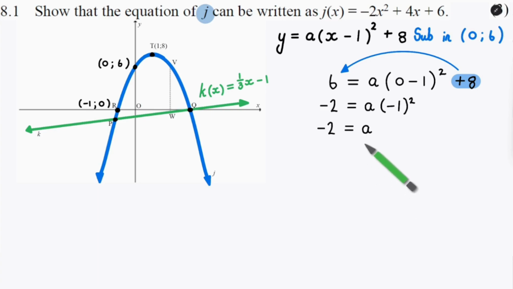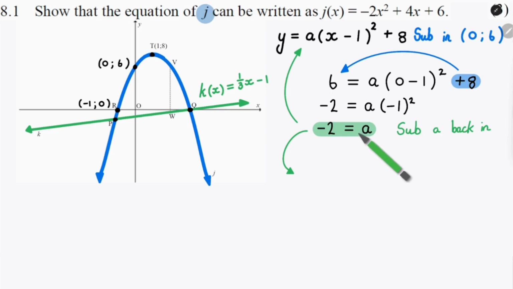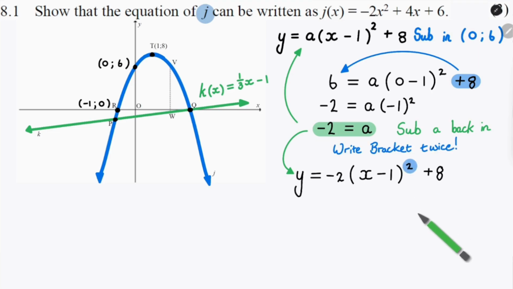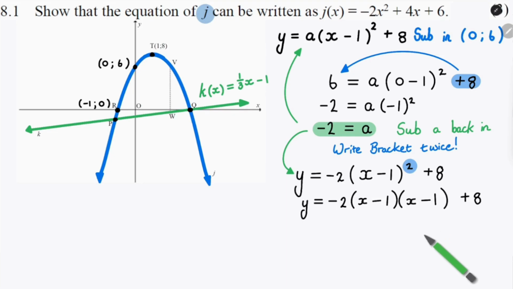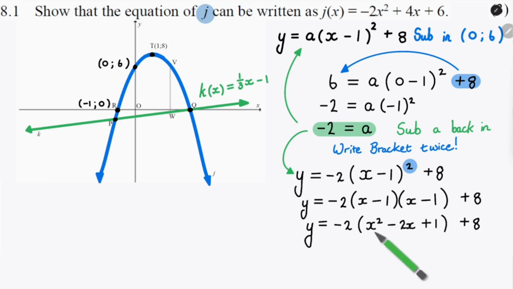Now I'm going to grab that a value and sub it back into this original line to get a new line that looks like this, where I have the negative 2 replacing a in this line. And now the square is telling me to write the bracket twice. So we're going to write the bracket twice so that we can FOIL. We FOIL out these brackets to get x squared minus 2x plus 1.